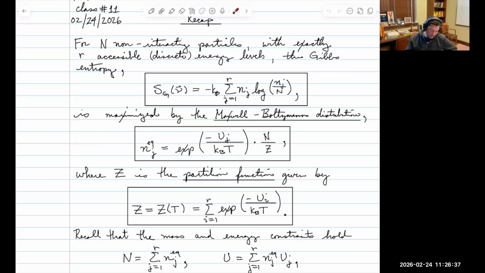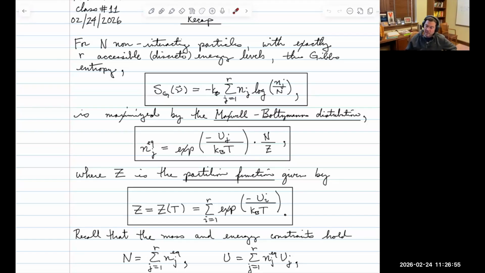So what else do we notice here? Again, the only dependence here on j is through these energy levels u_j. So if the energy is continuous, then this should be how we get this continuous dependence on energy levels.